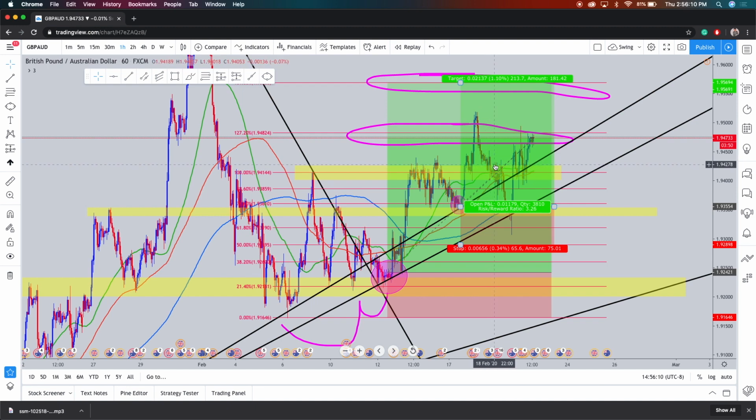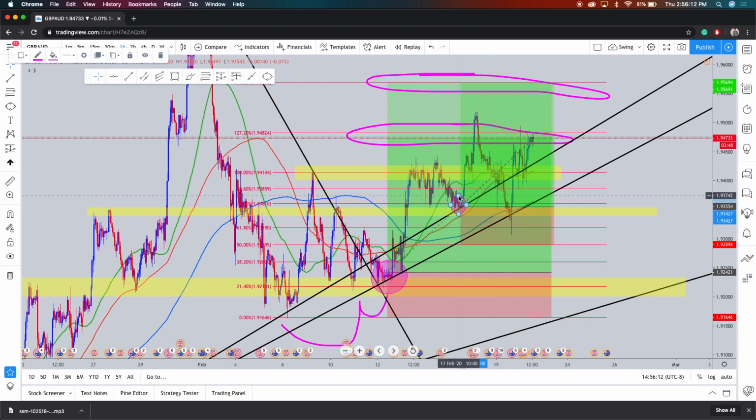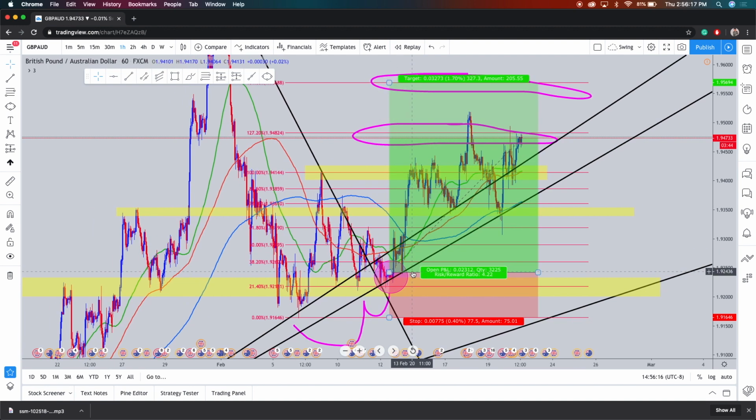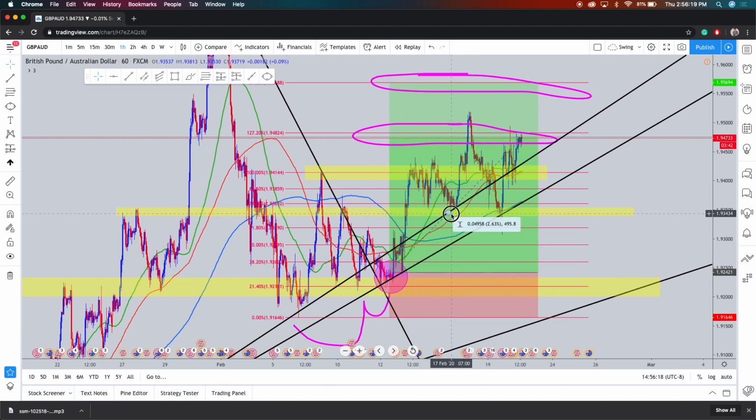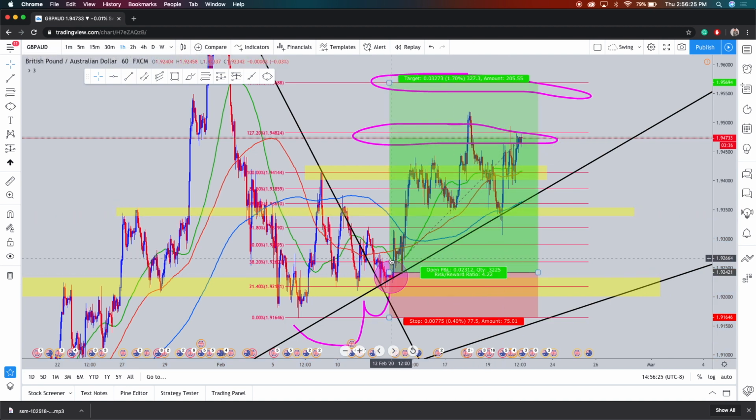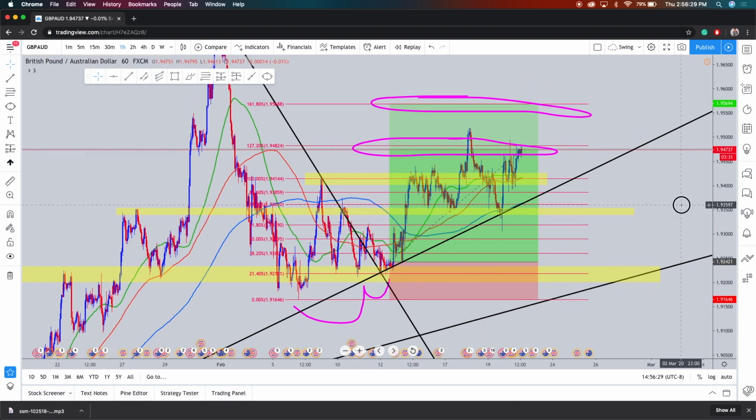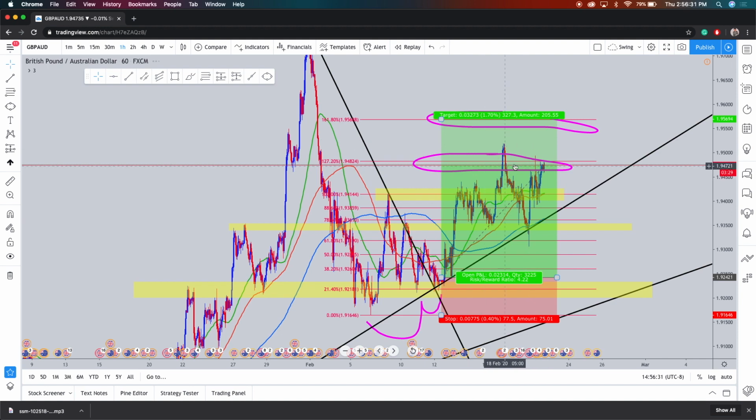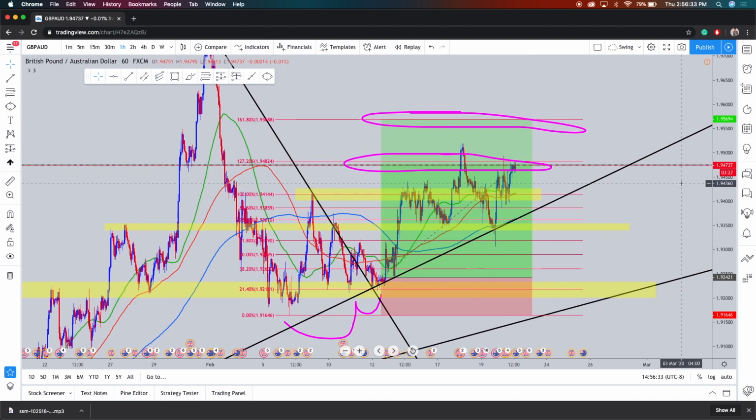And then as it came back down around here, I took off this position and then left some of this one running. And then, of course, I put a stop below here. It hit that, and I got knocked out of this position, which is fine because I took a lot off here. So yeah, that's the trade.